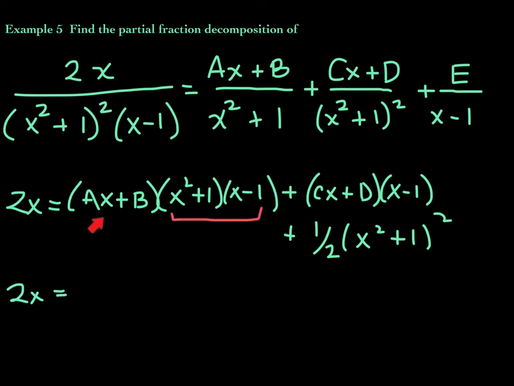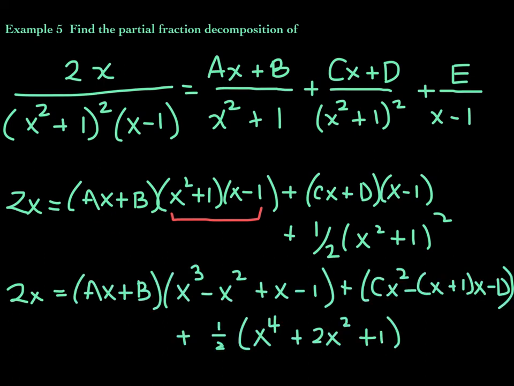For this first one, it doesn't matter the order in which you multiply. It's just a preference of mine, I'm going to distribute here first, and then when I'm done, I'll multiply by x plus b. All right, I'm doing this step by step here. And so I went ahead and distributed here and it gave me x cubed minus x squared plus x minus 1. I distributed here and it gave me 6x squared minus cx plus dx minus d. And I squared this, x squared plus 1, to give me x to the 4th power plus 2x squared plus 1.